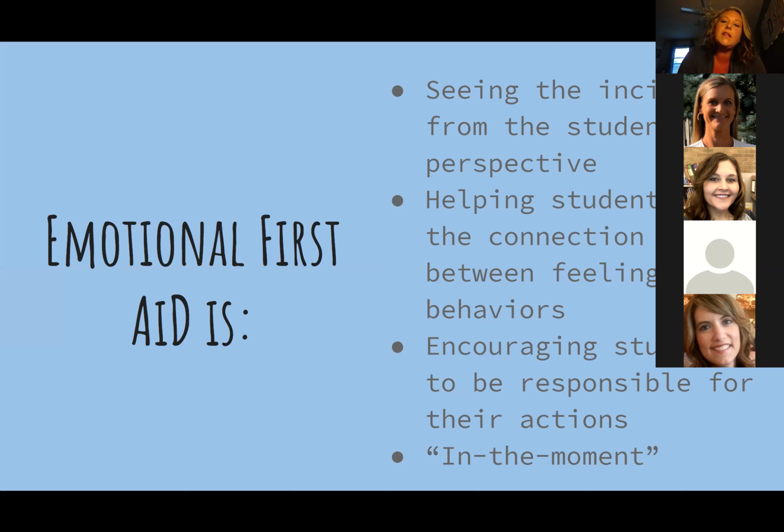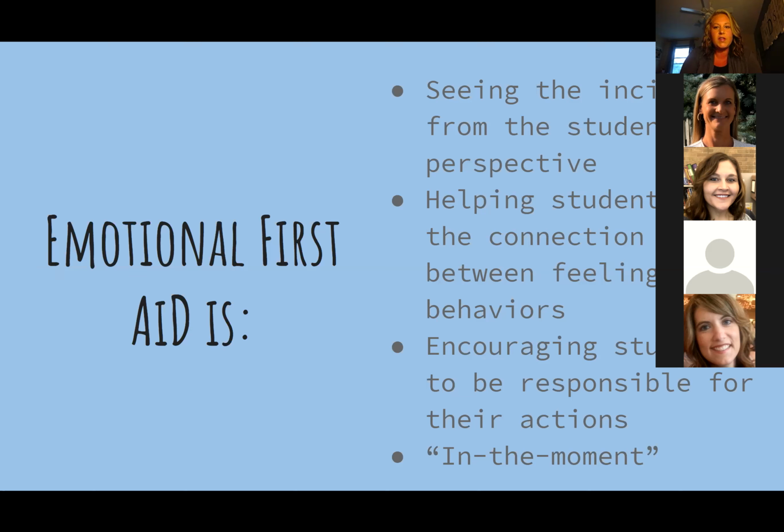So the first part is seeing the incident from the student's perspective. This is where we're really focusing in on that second question of the 4 questions that says, what does the student feel, need, or want? What is their perspective in this problem behavior situation or crisis situation? And, you know, what are they thinking? What is their need out of this?